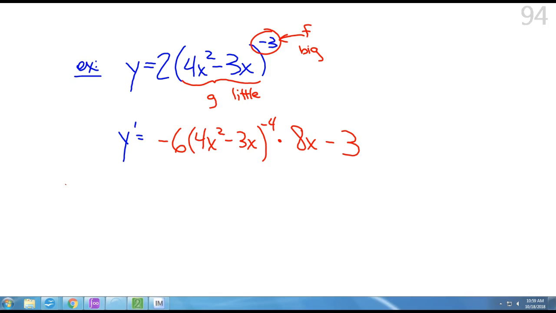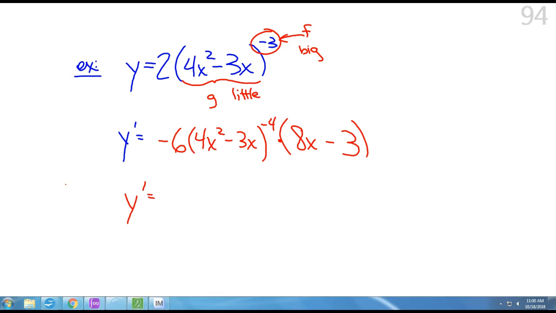So what I just wrote was negative 6 times this to the negative 4th times 8x minus 3. What I want to write is times all of that. So you have to put parentheses around what you're multiplying by. The first two I didn't have to do that because there weren't two terms in the derivative. If there is more than one, it might be a good idea to always put in parentheses, so I have to make sure I put that there.